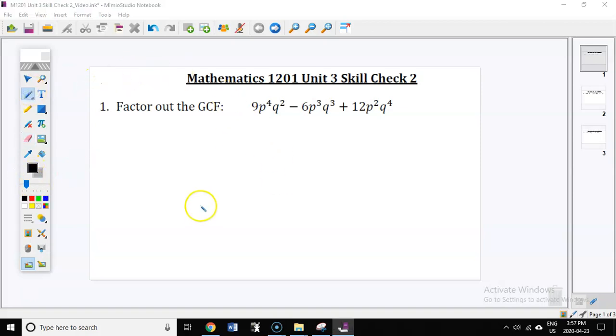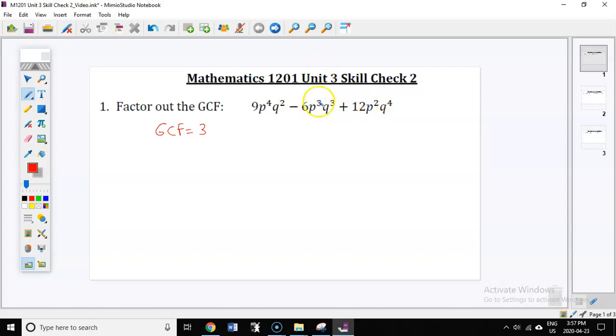So if we look at the first one here, this is just a straightforward factor out the GCF. So what we do is look at each term and see what's in common. If we look at the three numbers, 9, 6, 12, we can see that the GCF for 9, 6, and 12 would be 3. That's the biggest number that goes into 9, 6, and 12.